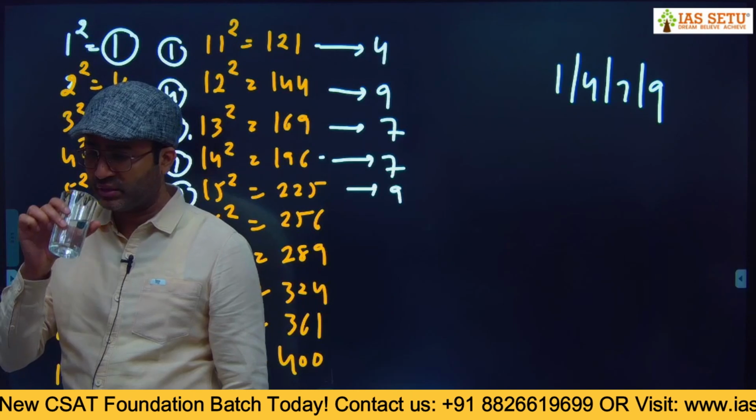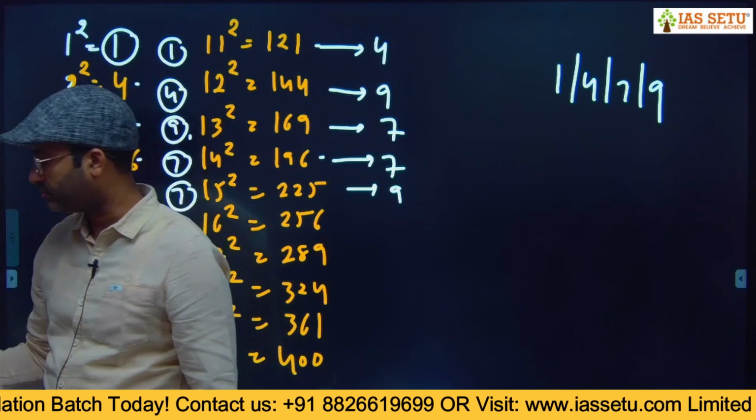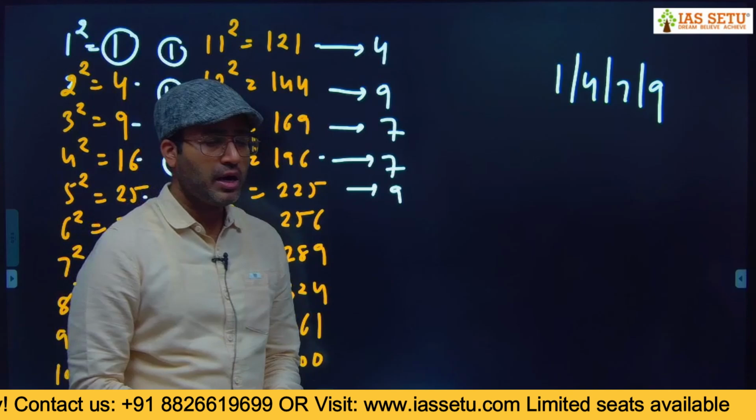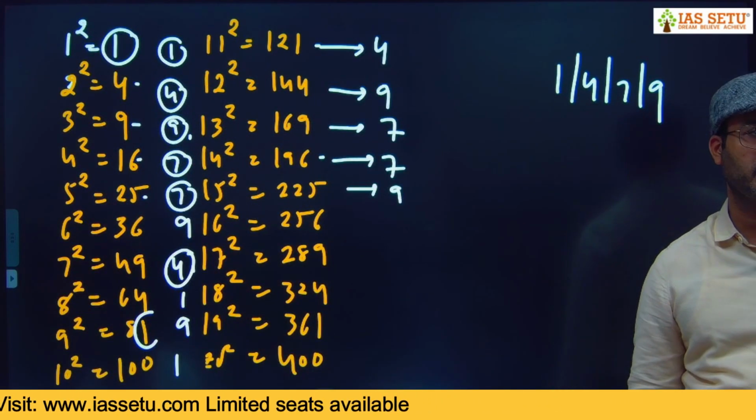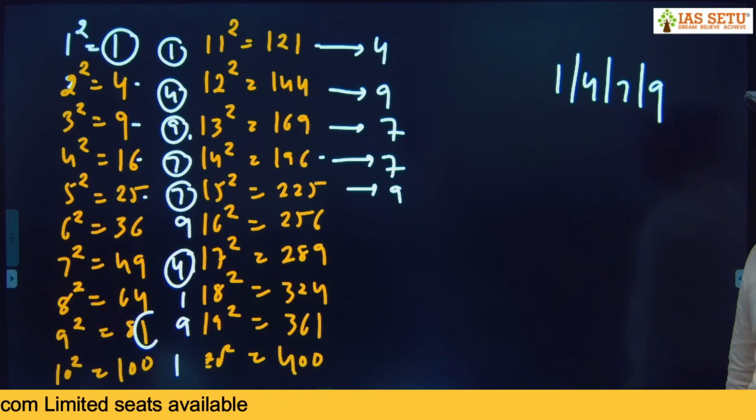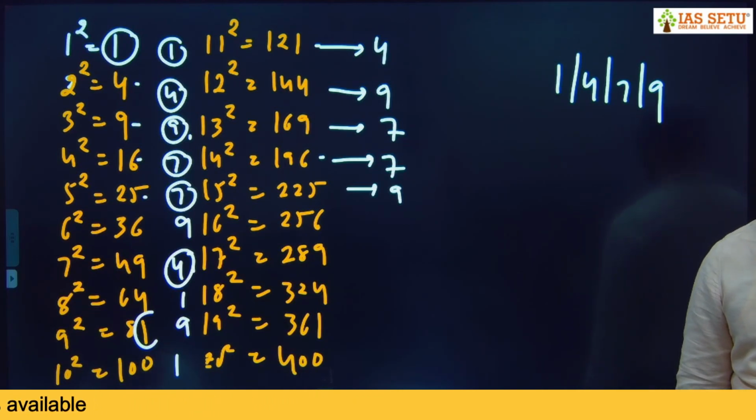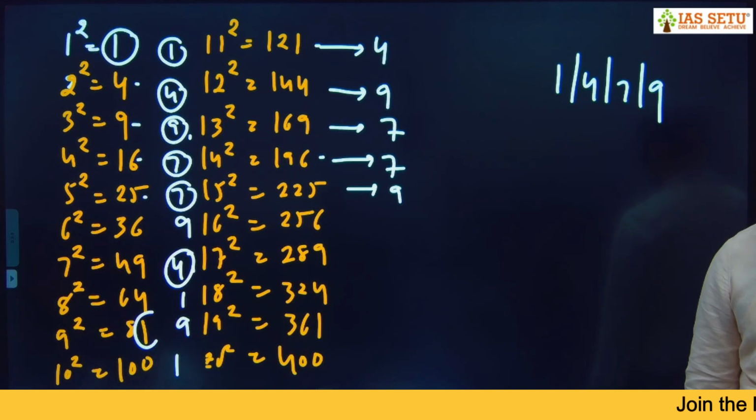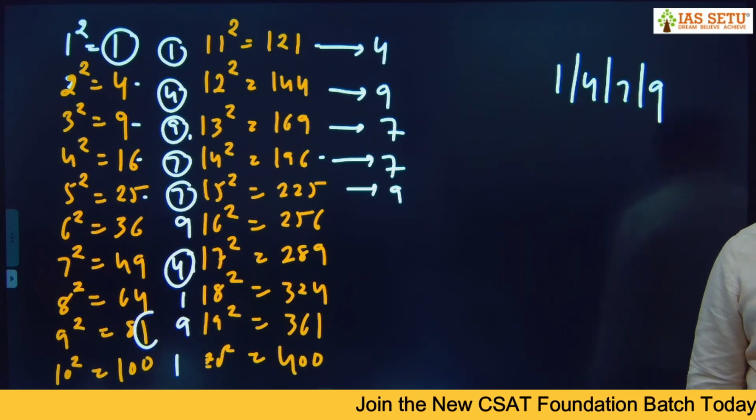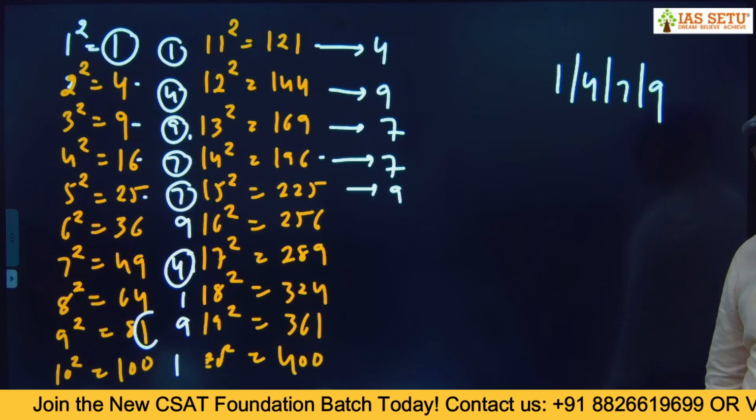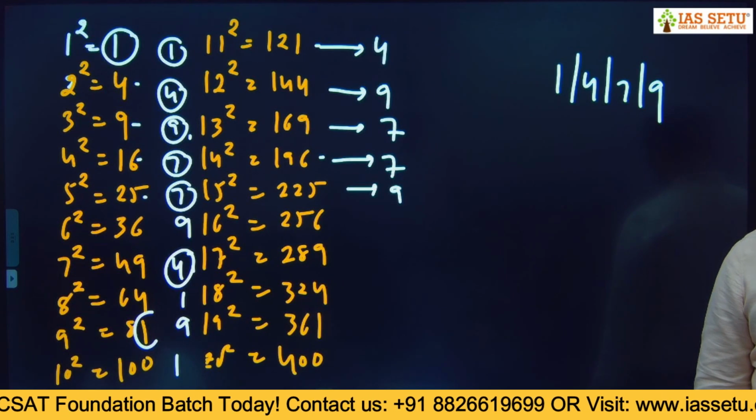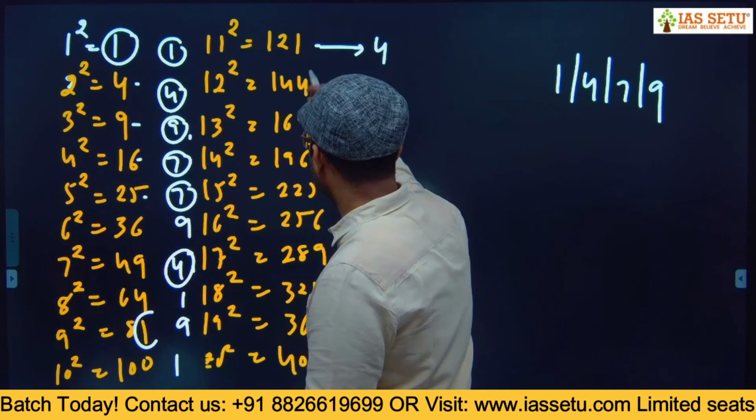Ultimate sum of the digits of a perfect square number is always 1 plus 4 plus 7 plus 9. Okay. Now third observation.